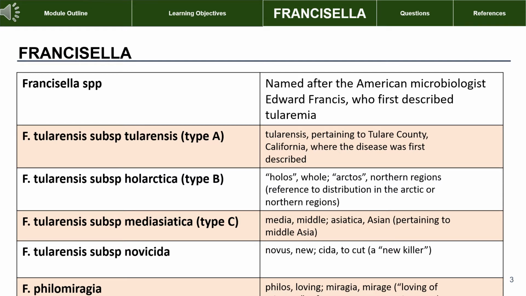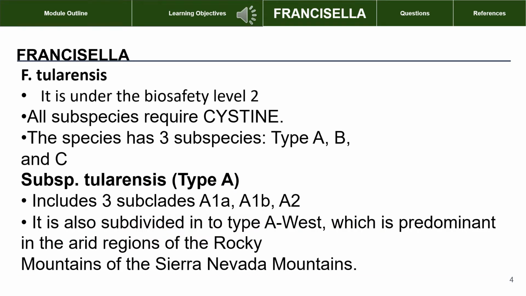And lastly, we have Francisella philomiragia. Philos meaning loving, miragia meaning mirage. What it means is that it is loving of mirages. It is a reference to the presence in water. Francisella tularensis is under biosafety level 2. All subspecies require cysteine, and Francisella tularensis has three subspecies.